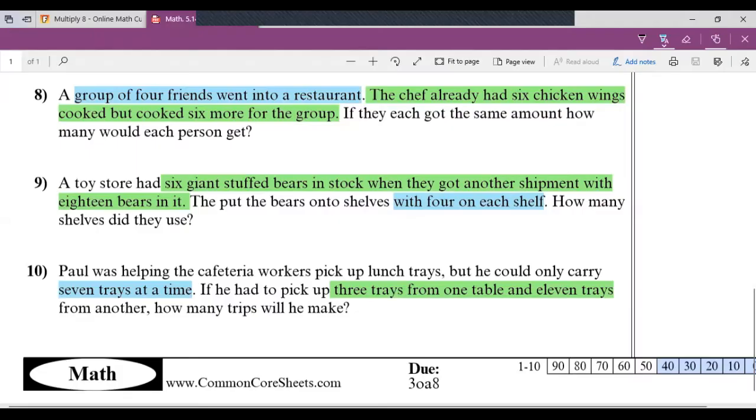Number 10, our last and final question. It says Paul was helping the cafeteria workers pick up lunch trays, but he could only carry 7 trays at a time. If he had to pick up 3 trays from one table and 11 trays from another, how many trips will he make?